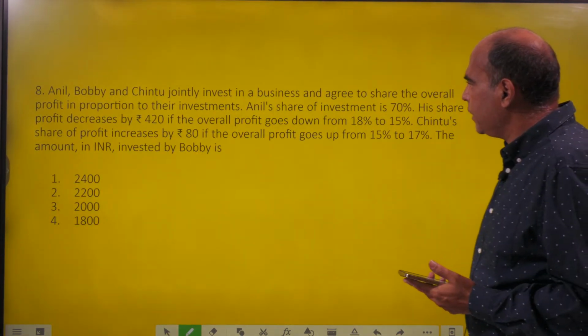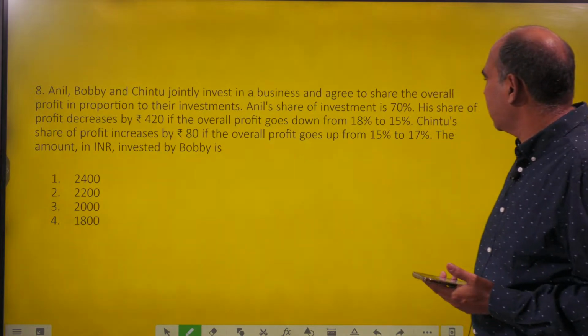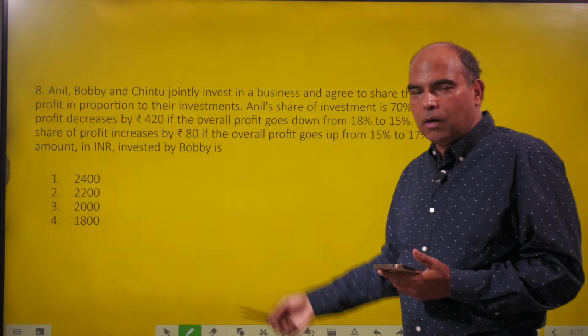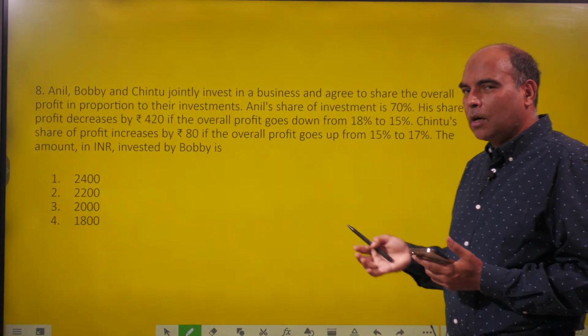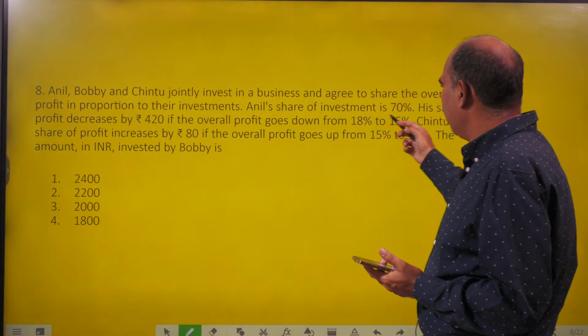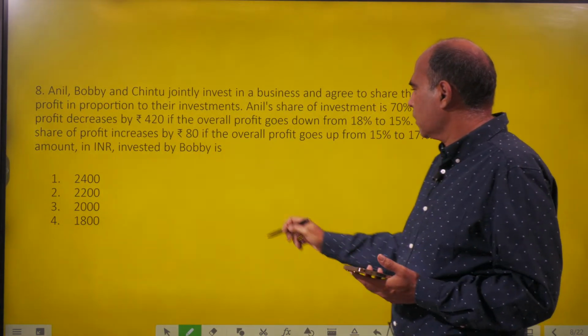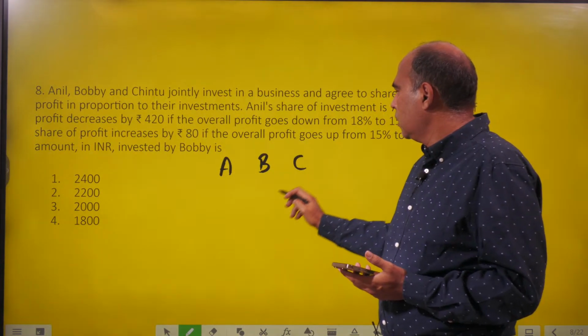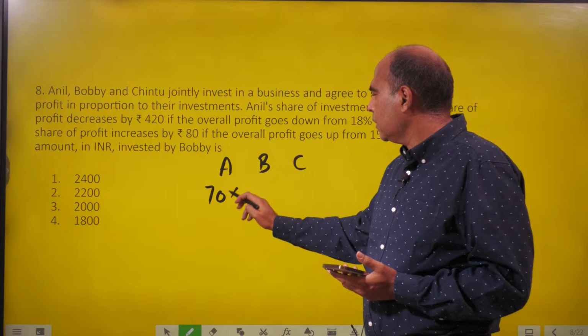Right? So A, B, C jointly invest in a business and agree to share the overall profit in proportion to their investments. So this is a partnership cum profit and loss cum percentage kind of question. Anil's share of investment is 70%. So Anil, Bobby and Chintu. So Anil's share of investment is 70%.